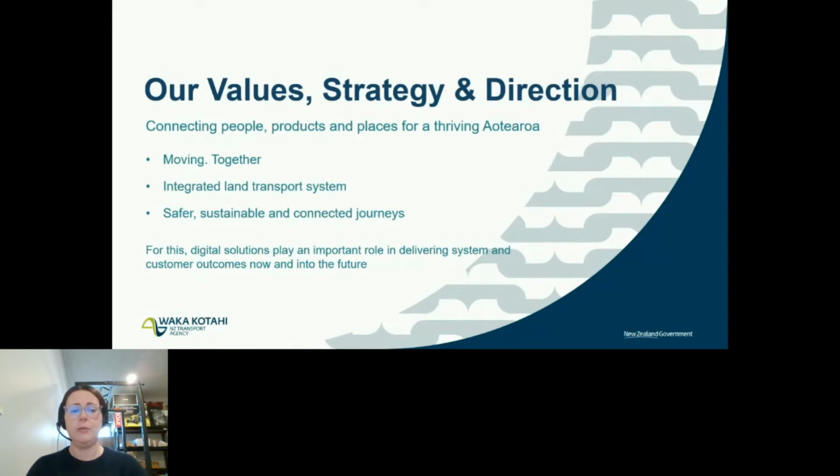This means that we're able to focus on providing that one integrated land transport system, which helps get the most out of life and supports business. So by combining technology and organizational capabilities, we can enable safer and sustainable and connected journeys. We know that digital solutions play an important role in this.